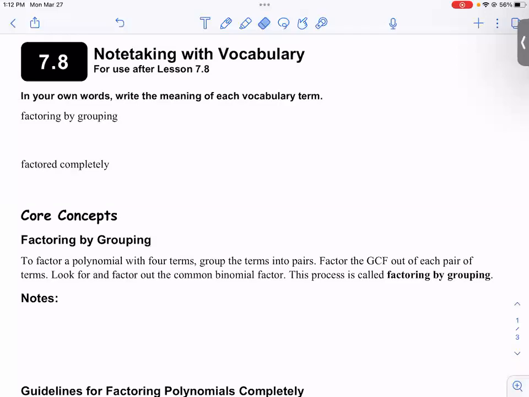I have one more tool to add to your tool belt when it comes to factoring.